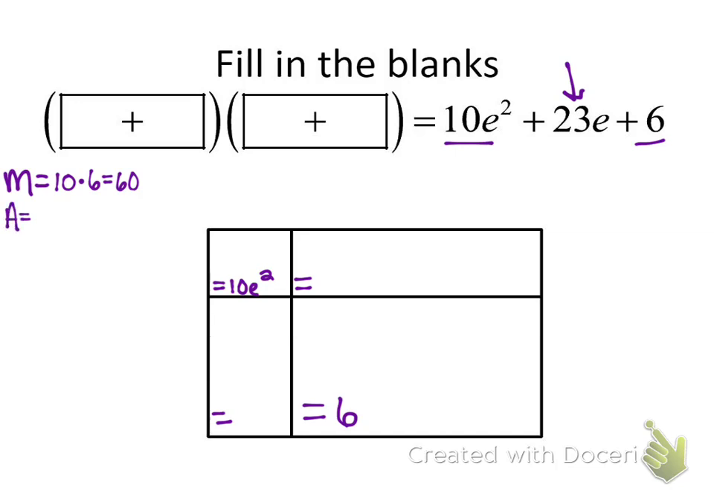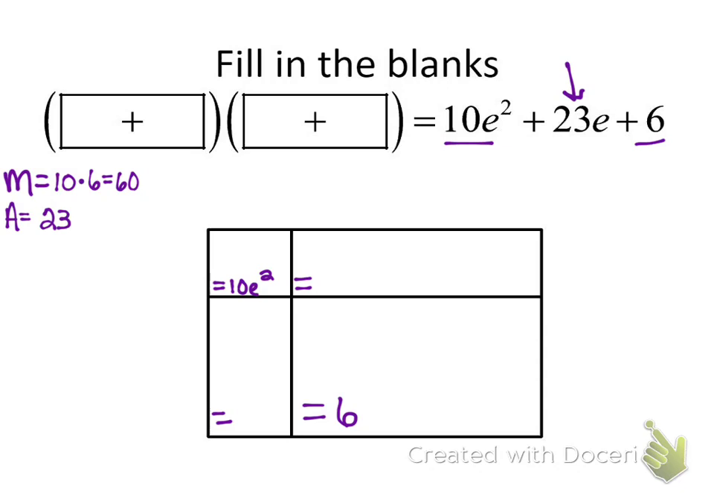Now I have to determine what my A is. What do you guys think my A might be? I've used my first coefficient already. I've used my third coefficient. So my A is just going to be that 23. Here comes the new skill, the new skill that you guys learned yesterday.